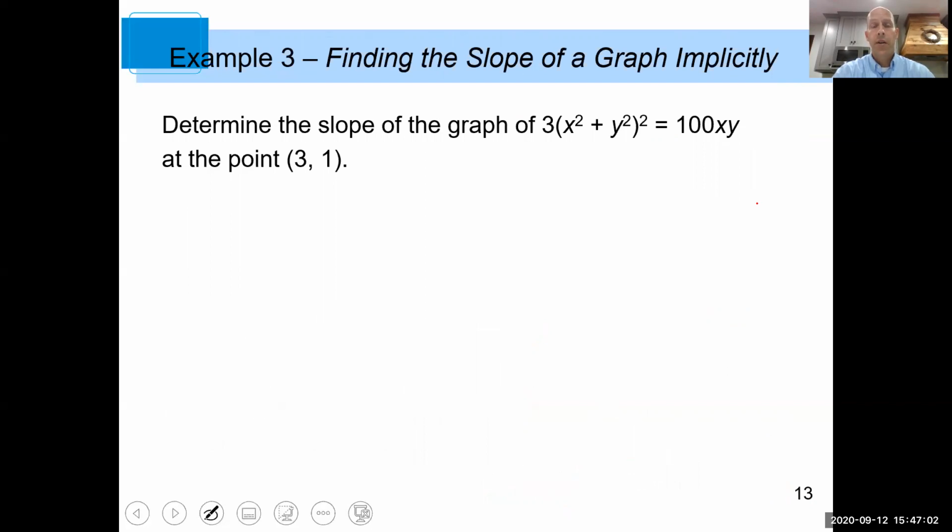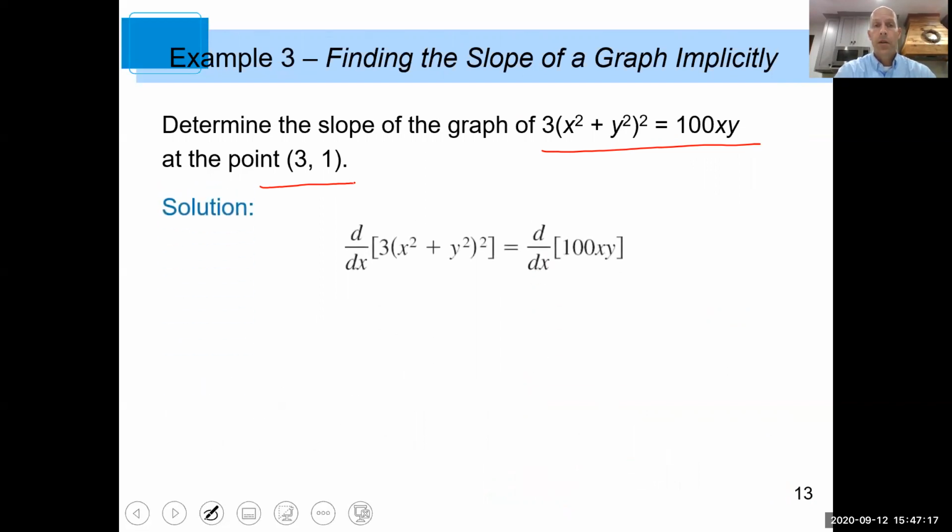This one says determine the slope of the graph of 3 quantity x squared plus y squared equals 100xy. And we're trying to find the slope of this graph at (3, 1). So the first thing we're going to do is take the derivative with respect to x on both sides of the equation.